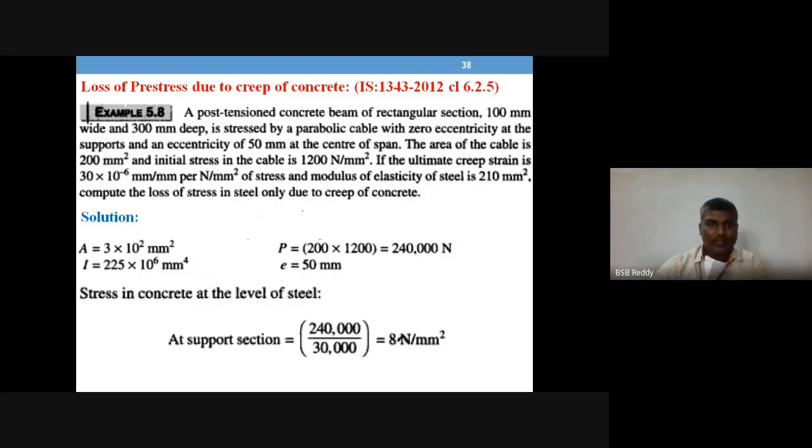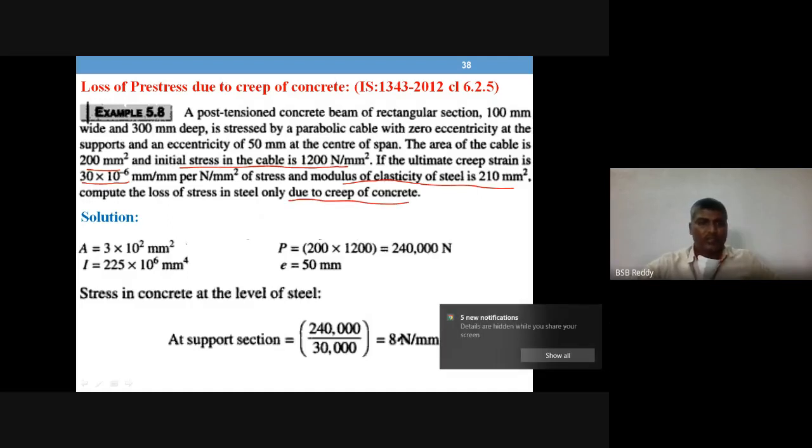A post-tensioned concrete beam of rectangular section 100 mm wide, 300 mm deep is stressed by a parabolic cable with 0 eccentricity at the supports and 50 at the center of span. The area of the cable is this much, and the initial stress in the cable is 1200. If the ultimate creep strain is 30 into 10 power minus 6 mm per N/mm square of stress, and the modulus of elasticity of steel is 210, compute the loss of stress in steel only due to creep.